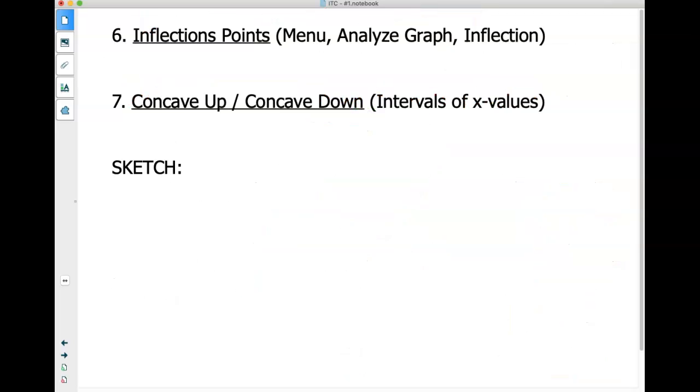We're going to turn here. We have points of inflection. Probably didn't talk about these guys last year in pre-calc, but that's okay. We'll go over them. Points of inflection happen when I have a change from concave up to concave down.